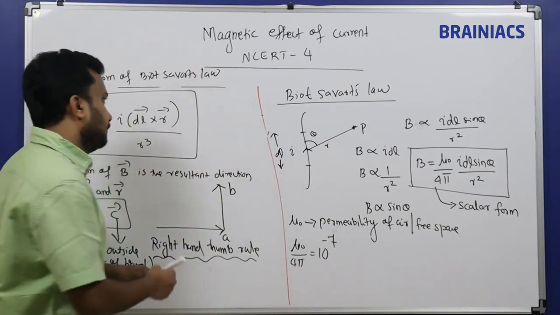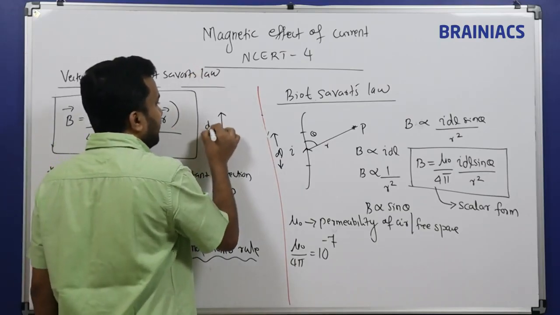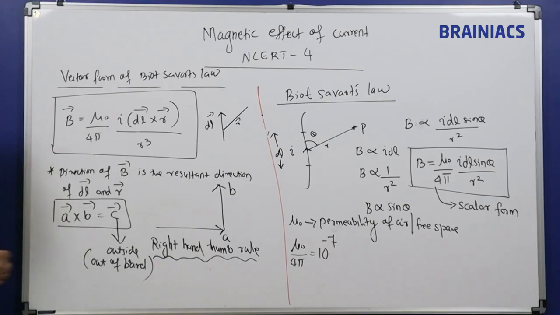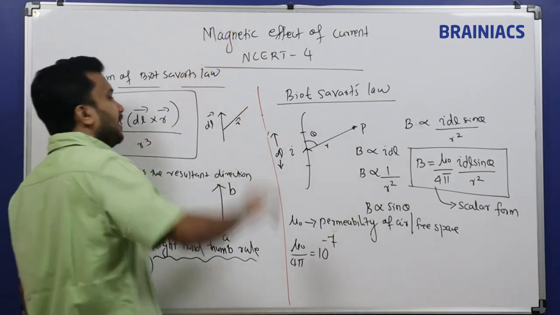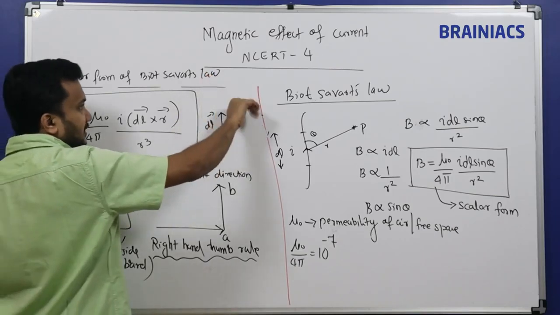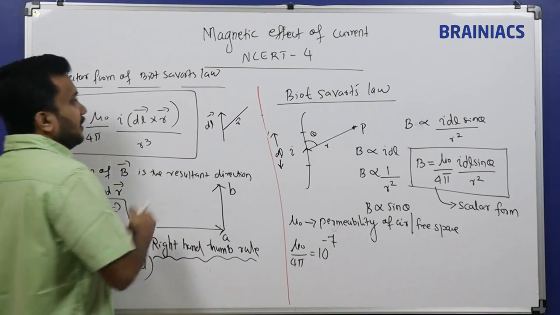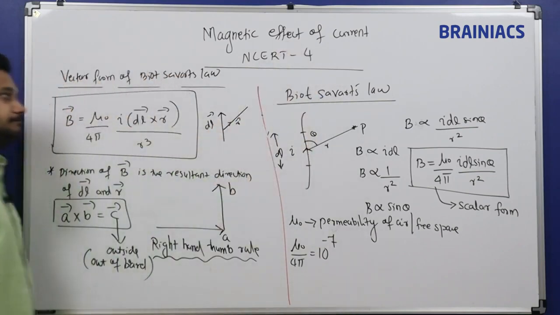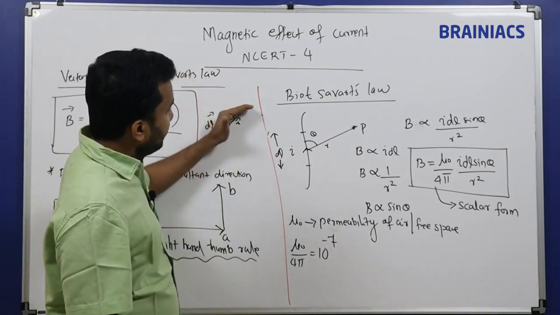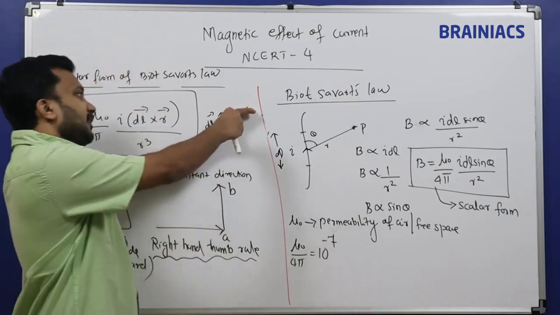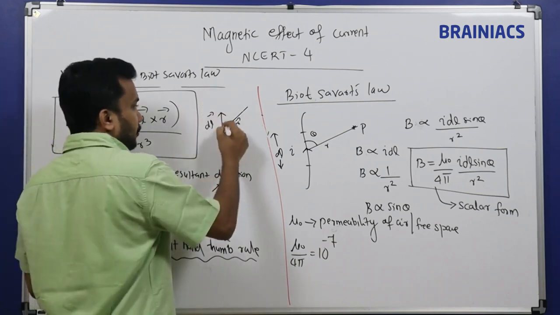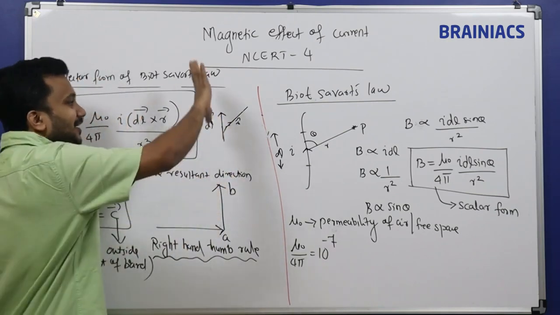So we will mark this as our DL vector, DL cross R. R is in this direction. Now you have to use your right hand. First DL is in this direction and R is in this direction, right? R is a vector pointing in this direction. So your magnetic field is outside. Sorry, you have to use the right hand, not the left. I used my left side, sorry for that.